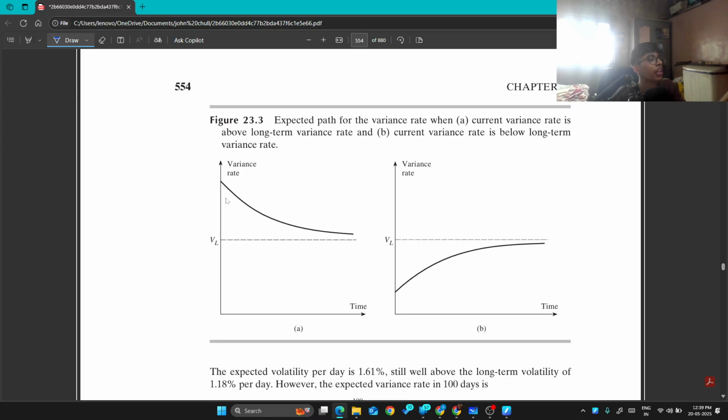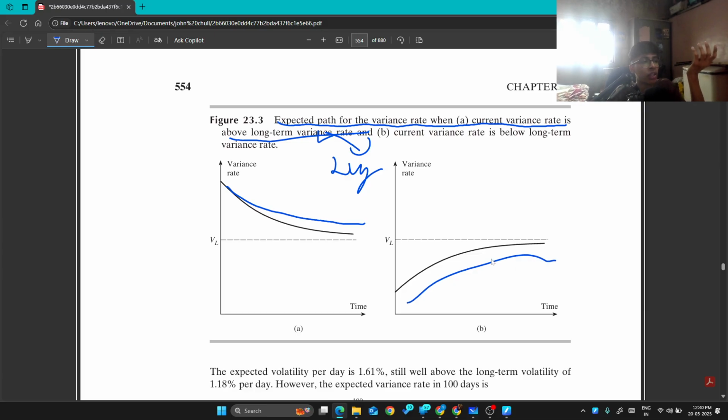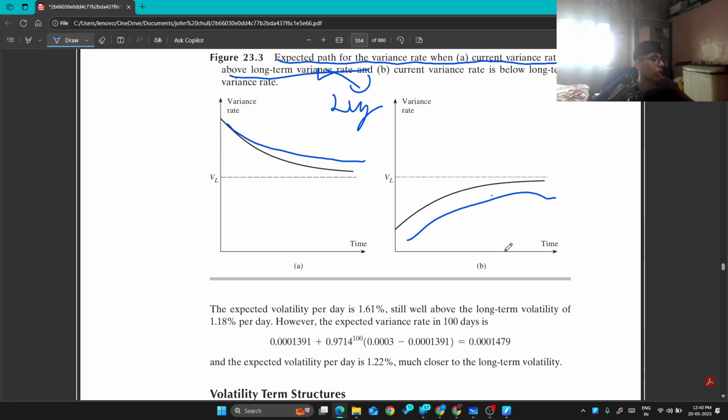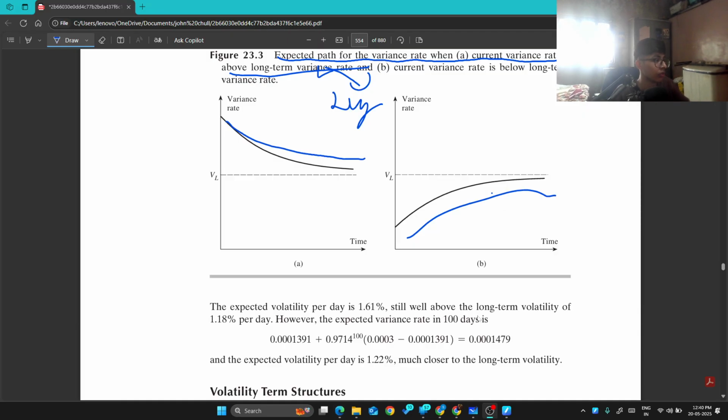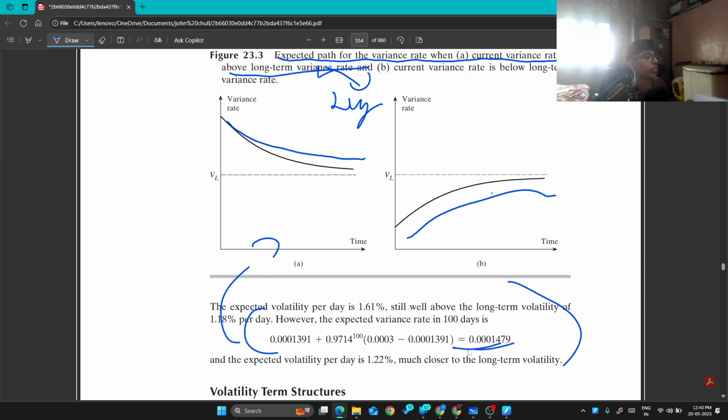So you can see that the variance rate decreases as the time increases. The expected path for a variance rate with the current variance rate is about the long-term mean. If our variance rate is above the long-term mean, then it will decrease. If it's below, it will increase. That is logical because it follows the long-term mean. And yeah, that's how we do it. You can solve it by putting the values in our formula, and you can find our long-term mean, right?